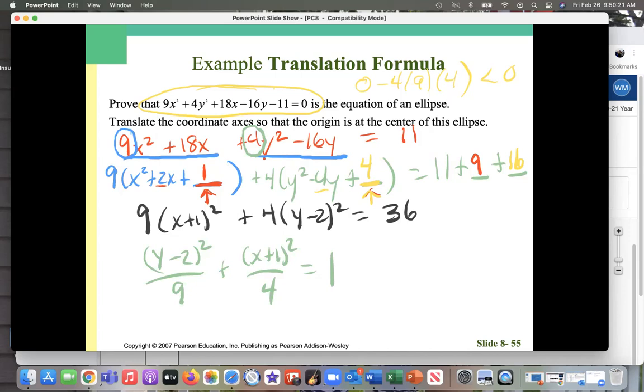All right. So now we knew it was an ellipse, and we found the standard form equation for that ellipse. We're not going to worry about the translations too terribly much.